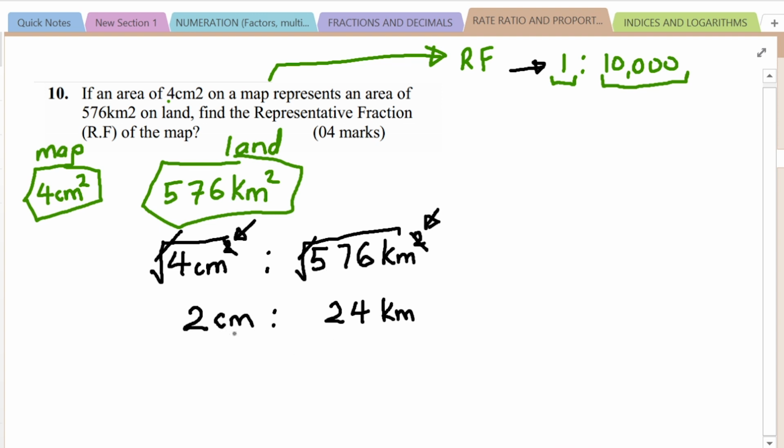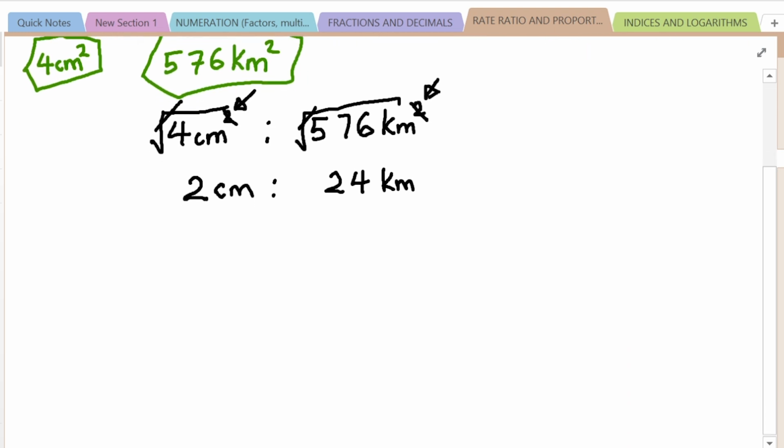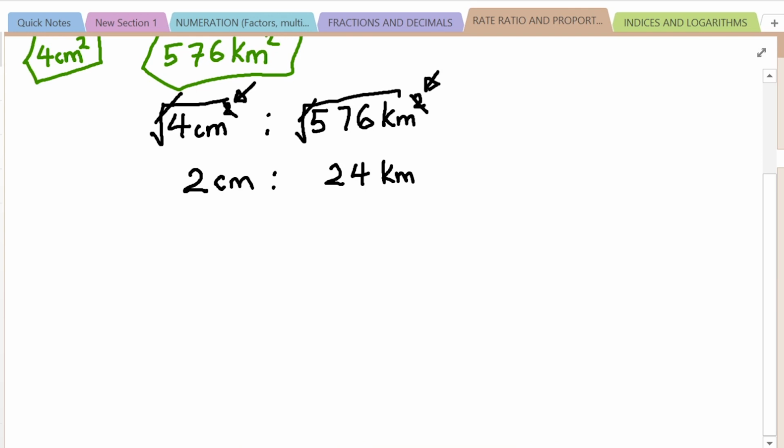So in other words, here we have that 2 centimeters on the map are equivalent to 24 kilometers on the ground. But remember, we want a representative fraction. So one thing that we need to ensure is that these units are the same, because eventually these units are supposed to cancel out, we just want a ratio, so we need the units to be the same. So let us convert these 24 kilometers to centimeters.